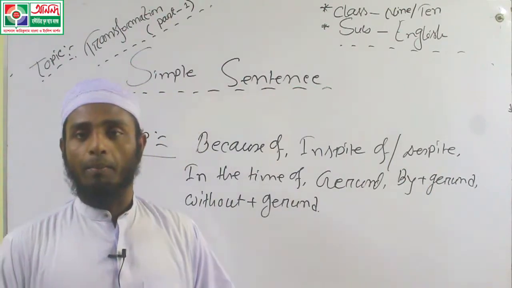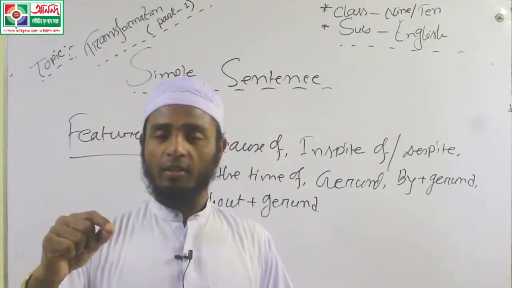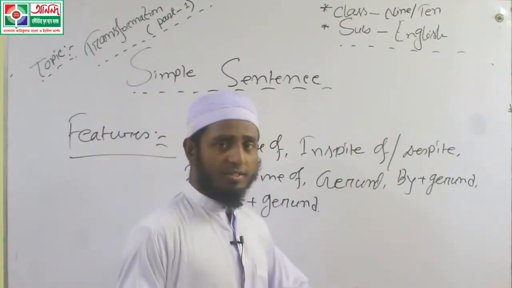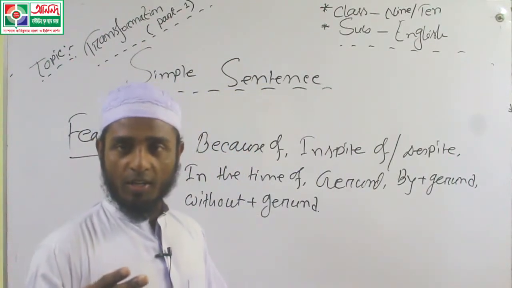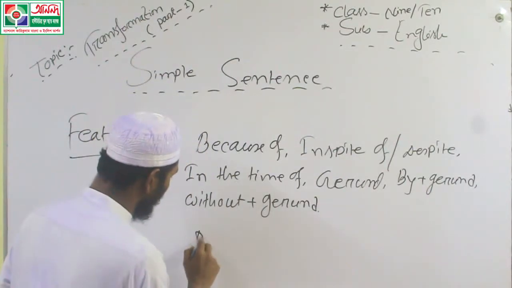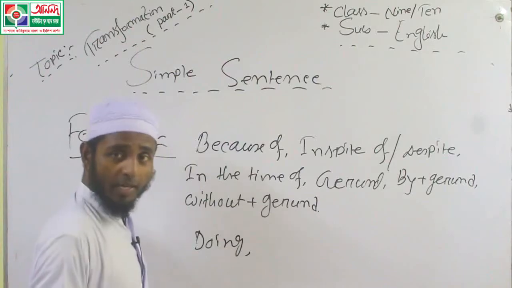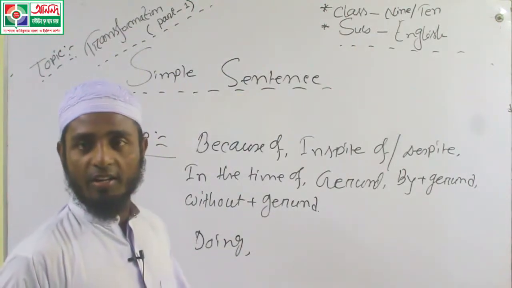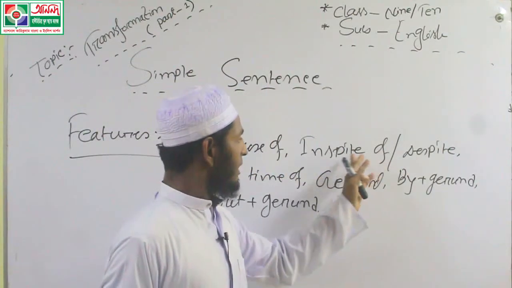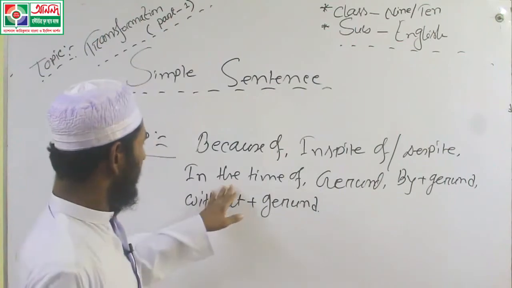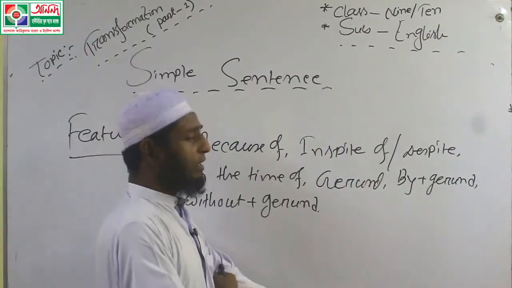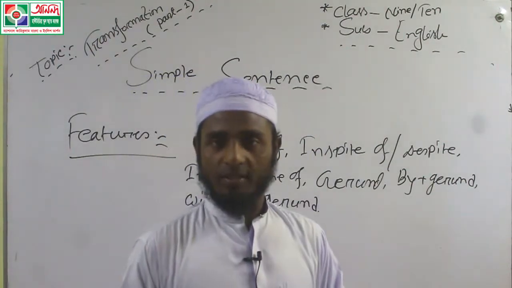Okay, dear learners, this is gerund. Gerund means verb plus ing. When you use a verb with ing and it expresses noun plus verb in one, then it is called gerund. Gerund means verb plus ing, such as do, doing, playing, writing, going, reading, studying. So because of, in spite of, despite, in the time of, gerund, by plus gerund, without plus gerund, these are used in a simple sentence.